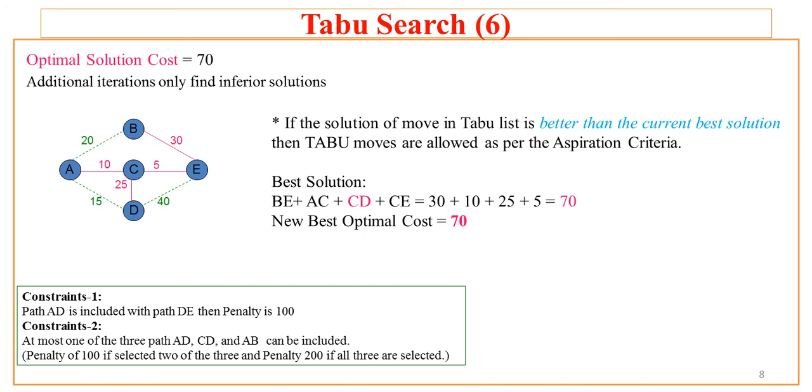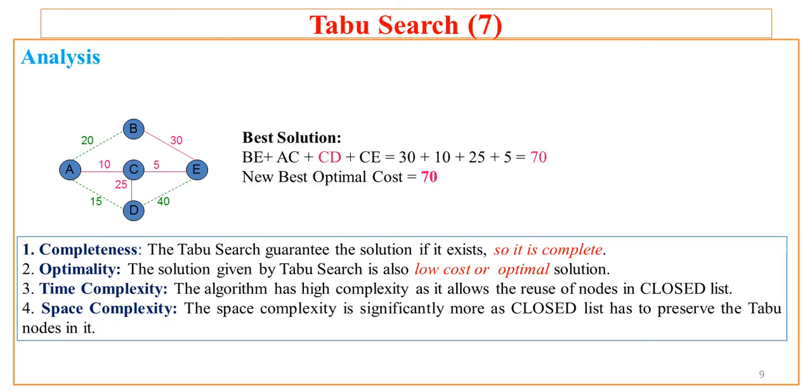And with that, what we saw was that the solution we got with the help of taboo search for the given graph was the optimal one with the application of the constraint. Hope you have understood this. Let us now see the analysis of taboo search with respect to the problem we have solved, or with respect to any problem we solve.